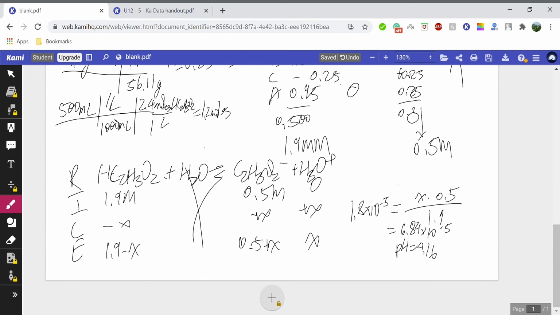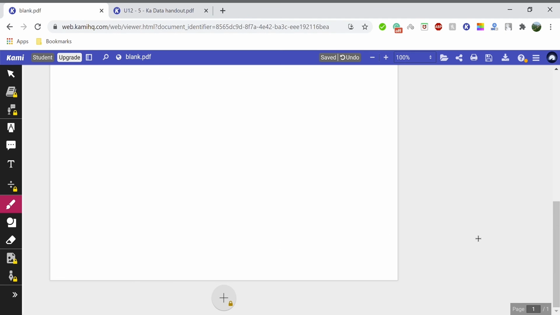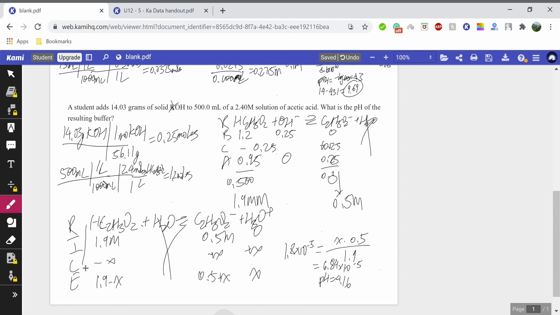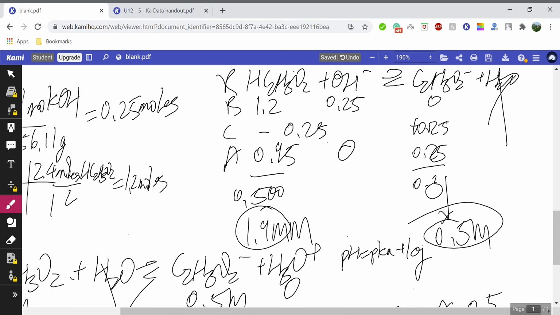Now another method that I could have used would be the HH method. So I'm going to quickly show how to do that. Personally, I like to do it that way better, but I just want to show you the RICE chart method again. For the HH equation, we can stop right here once we found the molarity of everything. In the end we'll be producing H3O plus, so we're going to be using the normal pH equals pKa plus the log of conjugate base on top and acid on the bottom.